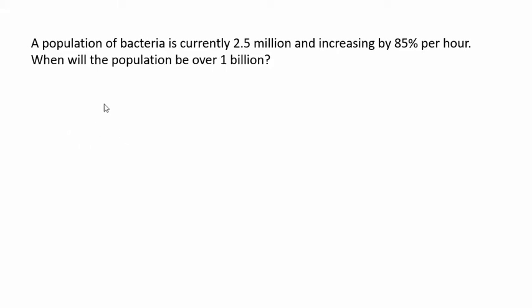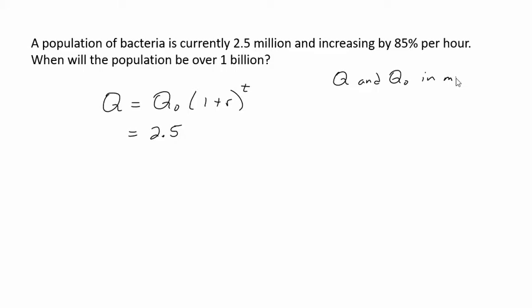Alright, well this sets up just like the other one. The numbers are a little bit scarier with the millions and billions and stuff like that, but it sets up the same because we're given the current population of 2.5 million. Now I could write out all those zeros, but I think I'll just do Q and Q sub 0 in millions. And then I don't have to have all those zeros hanging around. And my rate is increasing at 85% per hour. So my t is going to be measured in hours. That's important.